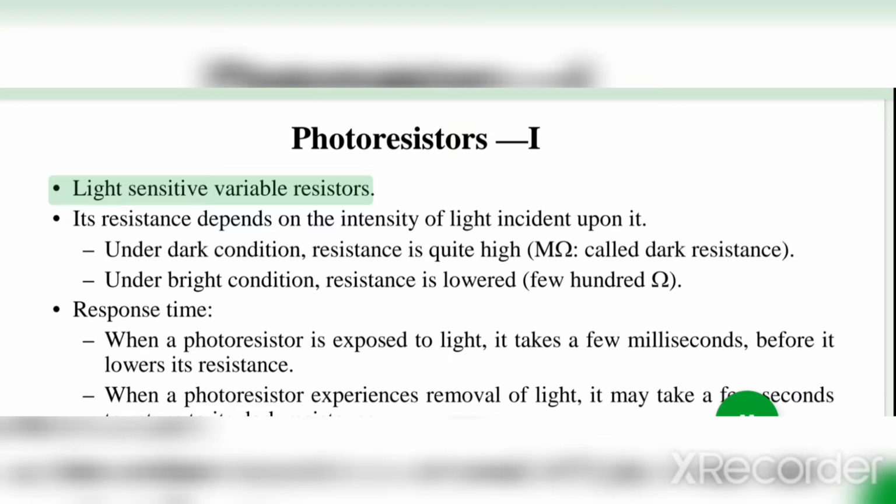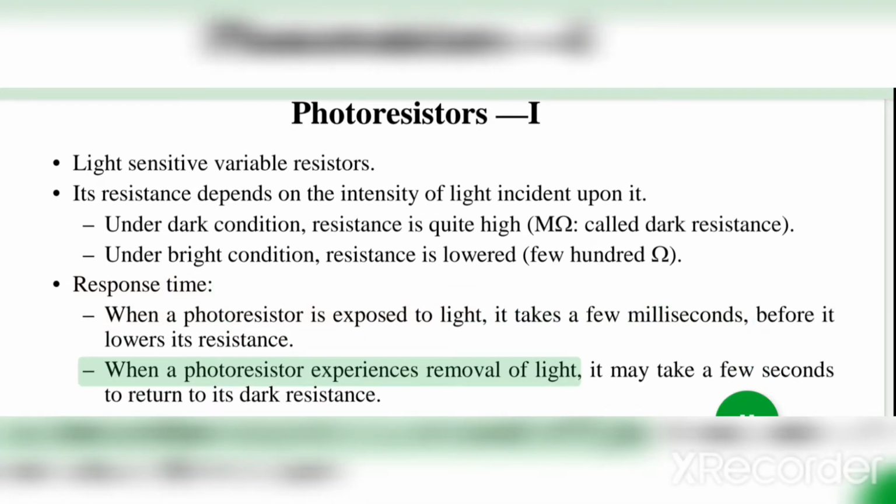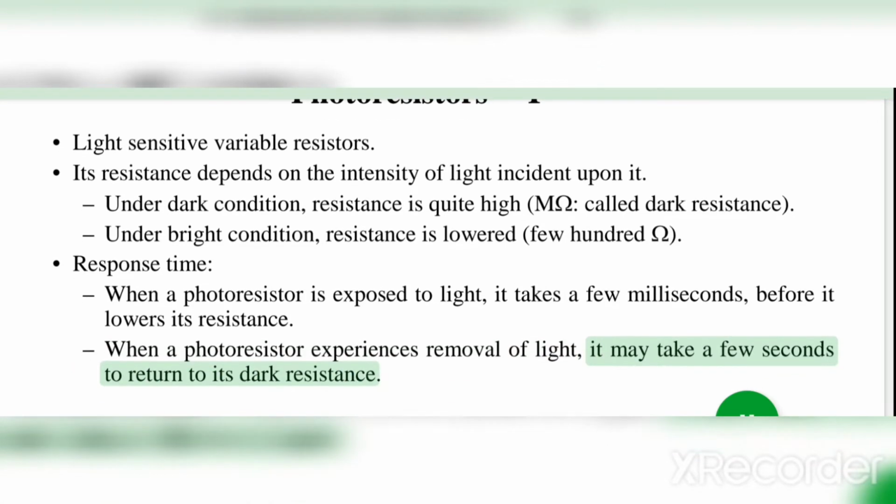Photoresistors: light-sensitive variable resistors. Its resistance depends on the intensity of light incident upon it. Under dark conditions, resistance is quite high (megaohms), called dark resistance. Under bright conditions, resistance is lowered to a few hundred ohms. Response time: when a photoresistor is exposed to light, it takes a few milliseconds before it lowers its resistance. When a photoresistor experiences removal of light, it may take a few seconds to return to its dark resistance.